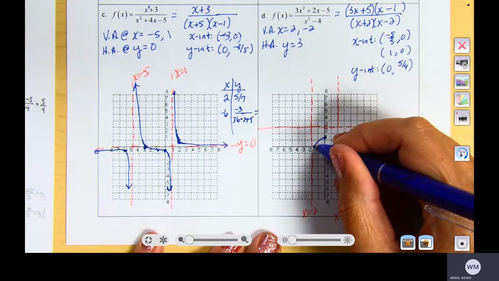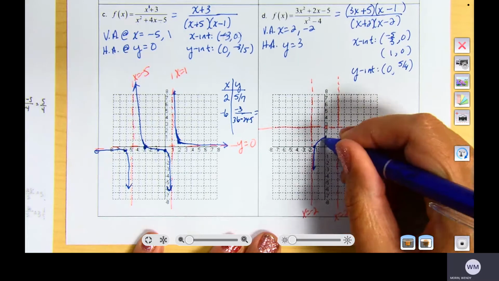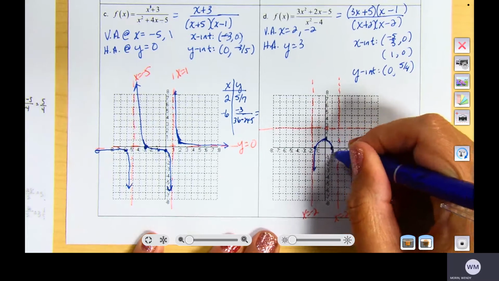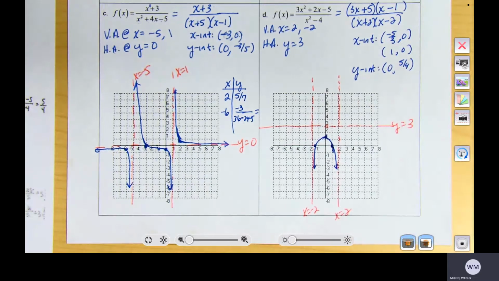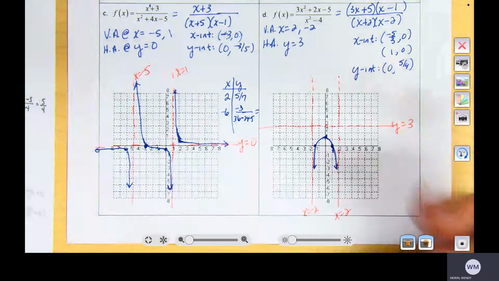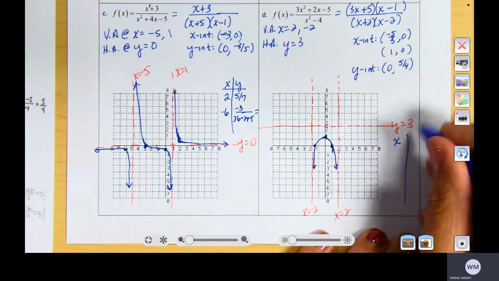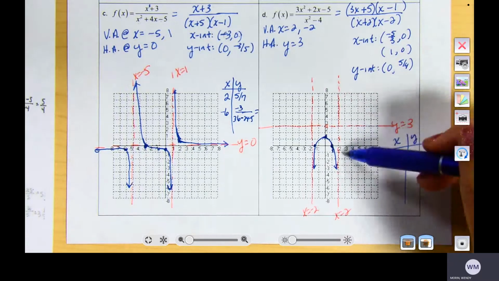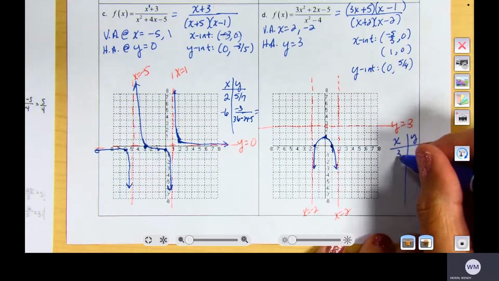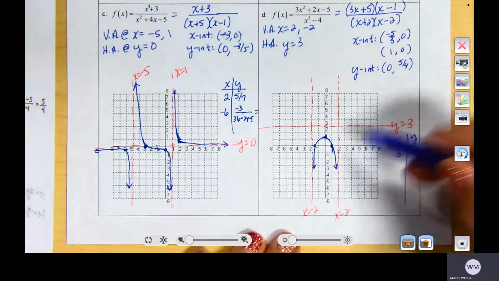So carefully sketch the graph. All right, but now we have to check on each side of the asymptote. So let's just make a little table here. Let's check on this side. Let's just go right over here to the right. Let's plug in 3.